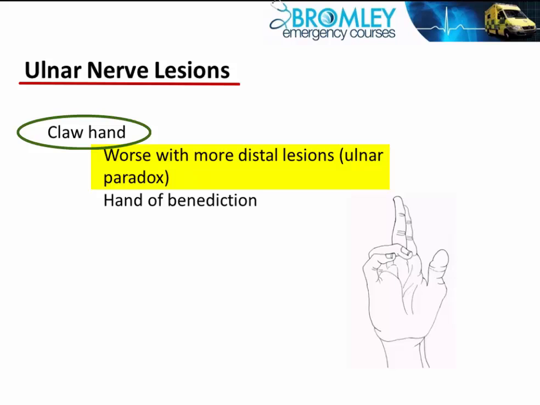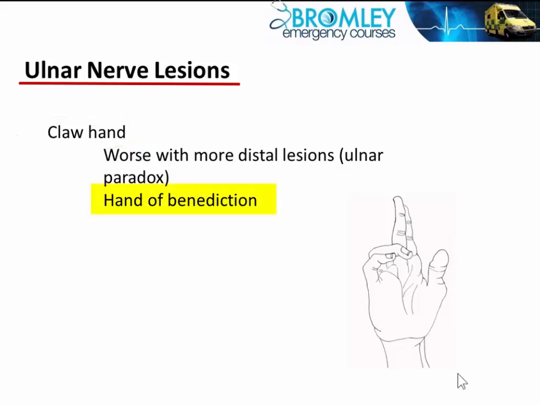And so the two fingers will tend to be more in extension, the ring and the little finger. But if you have a more distal lesion, then you will maintain flexion in the flexor digitorum profundus and tend to have more flexed fingers. And so this is what's known as the ulnar paradox, and explains why, at least visually, the impairment of function looks worse with a more distal lesion, which is, again, paradoxical, not what you'd expect.